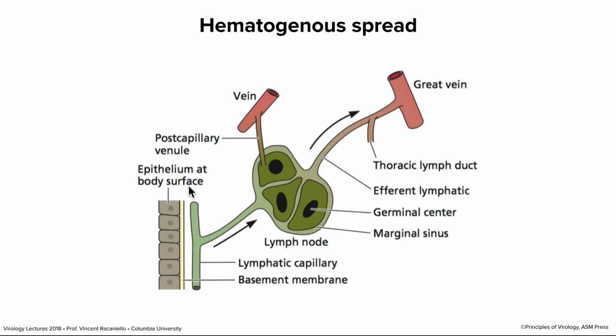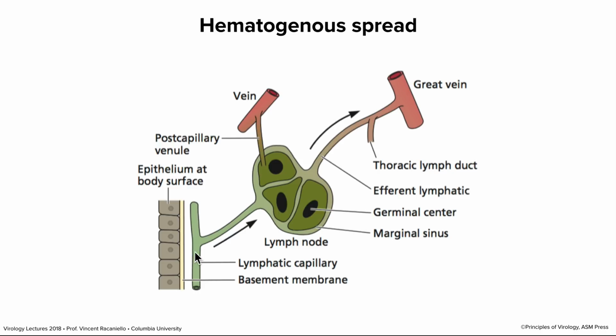Once in the subepithelial spaces, the virus then has access to the blood and lymph circulatory systems. So here we have our body surface epithelium. The virus has traversed the basement membrane. It can now enter a lymph capillary. These are quite permeable, more so than blood capillaries.